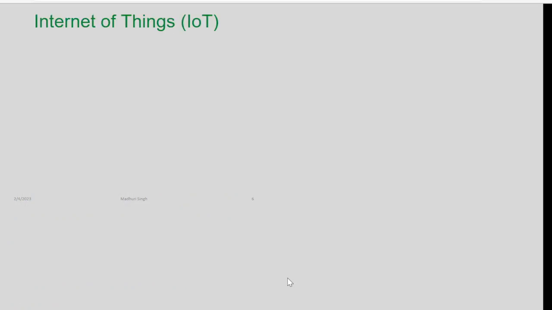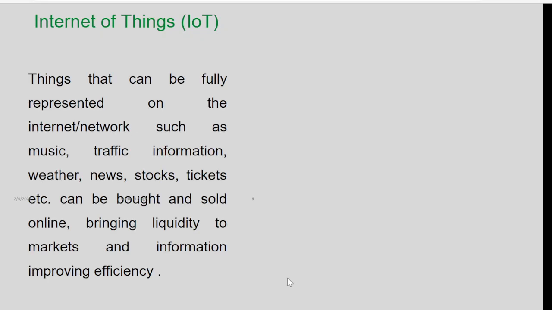So this case study suggests that things that can be fully represented on networks or the internet, such as, in the case study, airline tickets. Initially it was airline tickets. Later on it was all the physical assets which can be digitized. Other goods or services also, like music, traffic information, weather, news, talks, train tickets, concert tickets, airline tickets, etc., can be bought and sold online, bringing liquidity to markets and improving efficiency.